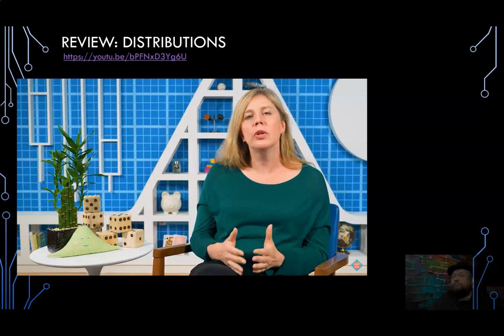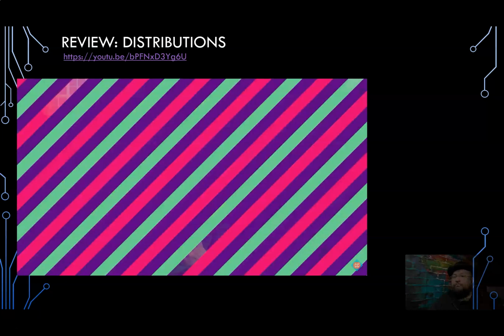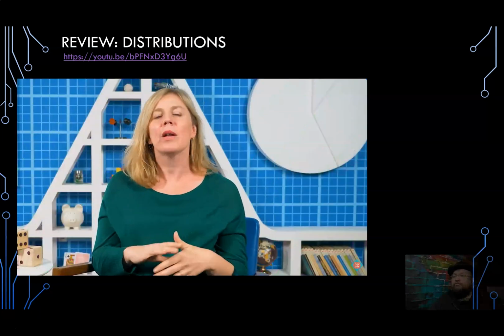Often when you see multimodal data in the world, it's because there are two different machines with two different distributions that are both generating data that's being, for some reason or another, measured together. One possible example of this is the length in minutes that the geyser Old Faithful erupts. Most eruptions last either about 2 minutes or about 4 minutes, with few eruptions around the 3-minute mark, giving us a bimodal distribution.